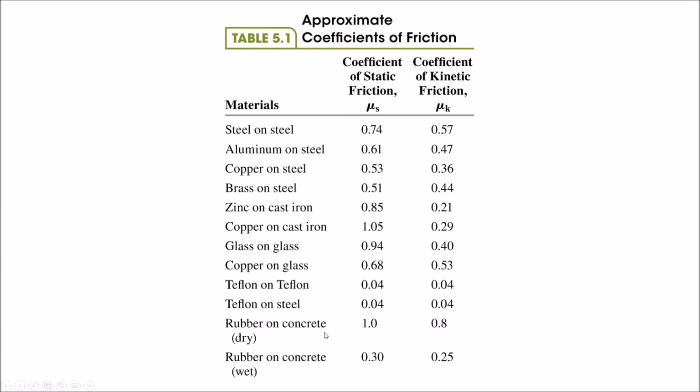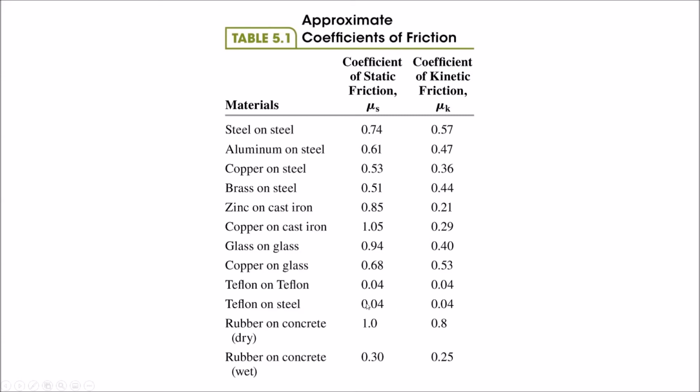Rubber on concrete. This is like your tire on the road. Well, when everything is dry, you've got a good coefficient of static friction. You want static friction with the road. If your tire is slipping on the road, then you're not actually getting anywhere. You want your tire to have a good grip on the road. And a good grip means a good coefficient of static friction.